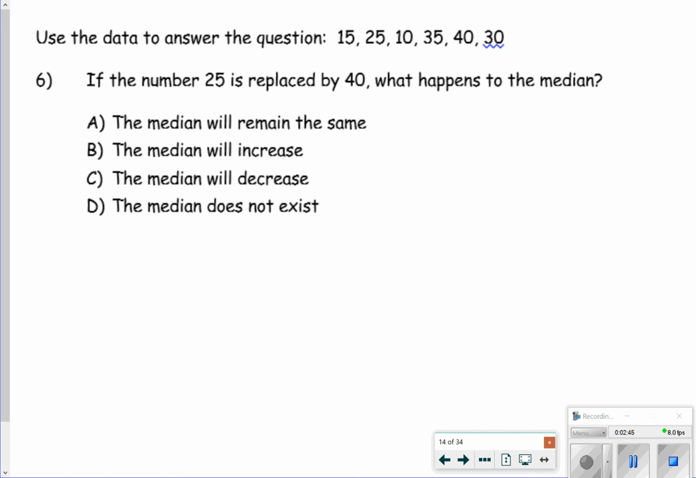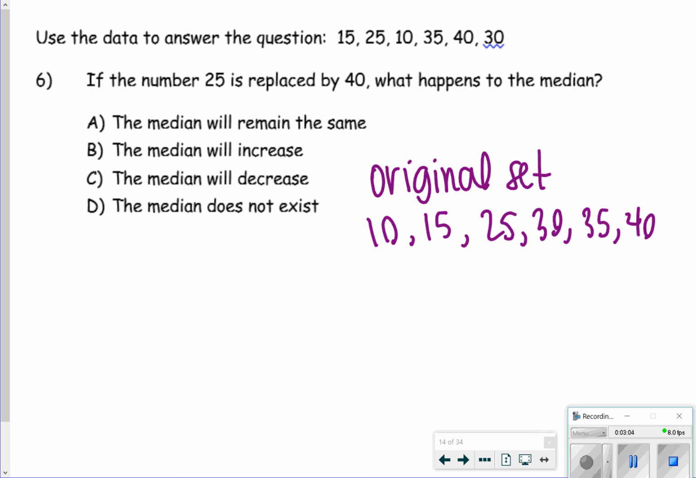For number 6, we're looking at this data set of 15, 25, 10, 35, 40, and 30. We are figuring out, if the number 25 is replaced by 40, what happens to the median? Well, first I would find the median of the original set of data. So here's my original set of data, and the median is going to be right in between 25 and 30, which would be about 27.5.